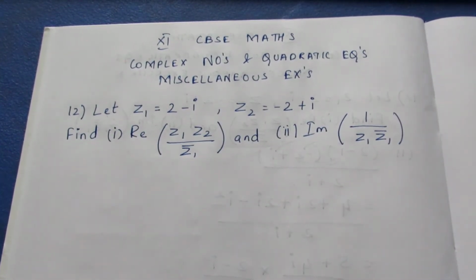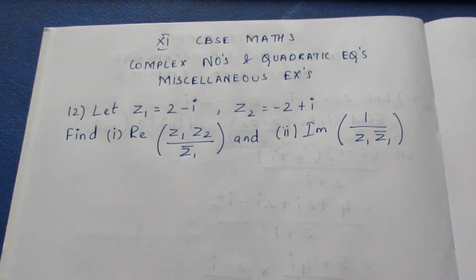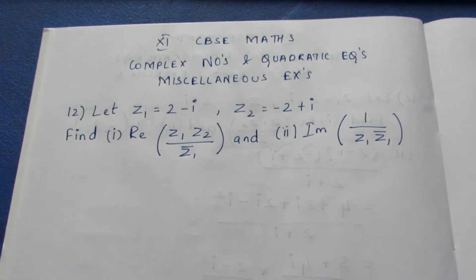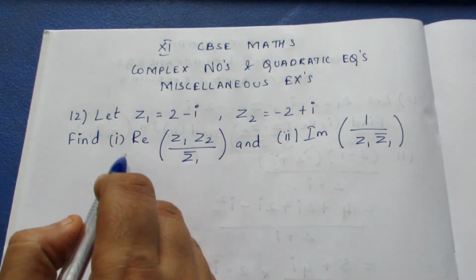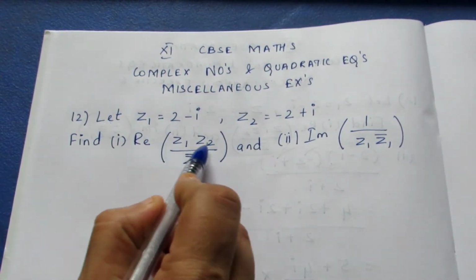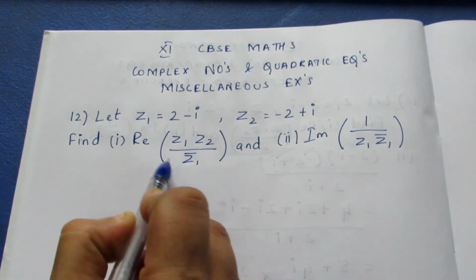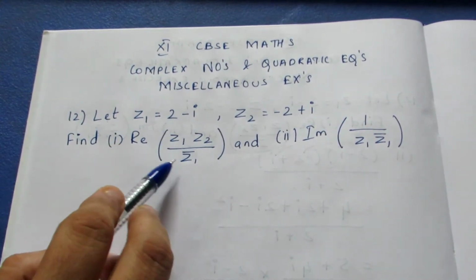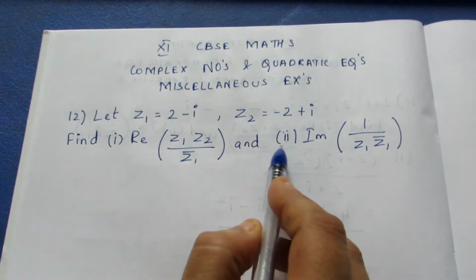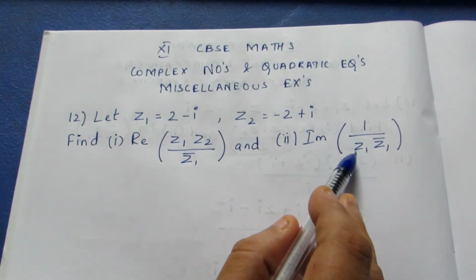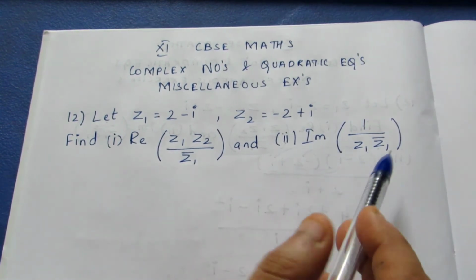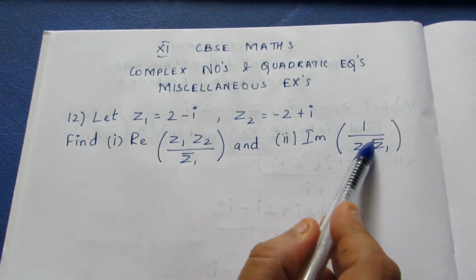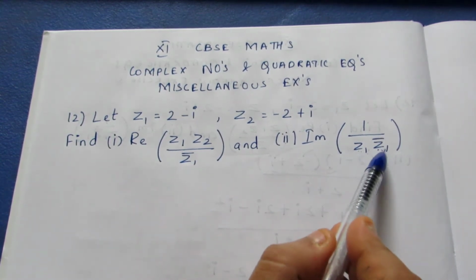Today we are going to see 11 CBSE Maths, complex numbers and quadratic equations, miscellaneous exercise question number 12. Let's see the question. Let z1 equal to 2 minus i, z2 equal to minus 2 plus i. We need to find, in the first subdivision, it's given as the real part of z1 z2 by z1 bar. This means the conjugate of z1. Conjugate of z1 means changing the sign in between. And in the second one, it's given the imaginary part of 1 by z1 into conjugate of z1. So the bar means the conjugate of the given complex number.